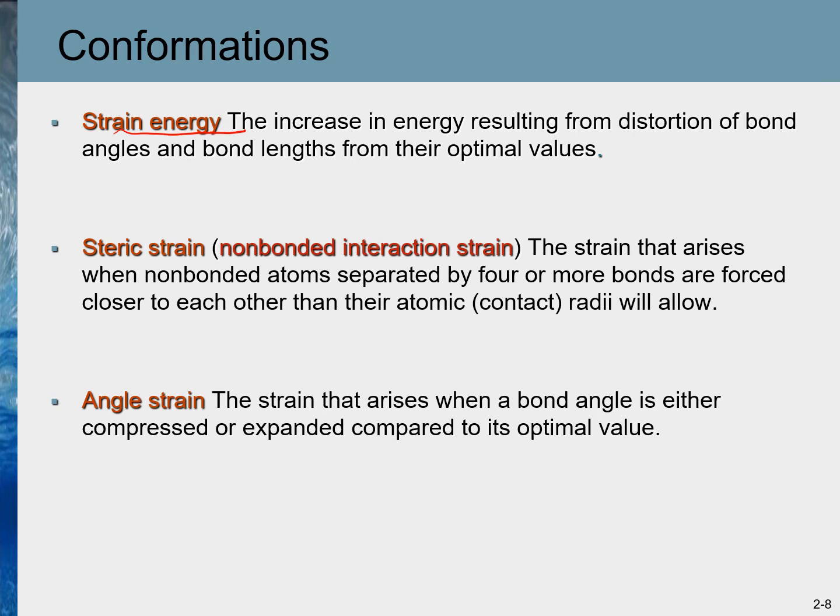In case of butane, in addition to torsional strain, we encounter two other types of strain. The first one is angle strain and the second one is steric strain. Steric strain is also known as non-bonded interaction strain. Steric strain results when non-bonded atoms separated by four or more bonds are forced closer to each other than their atomic radii allows them to be. When that happens, these atoms are forced to smash into each other.